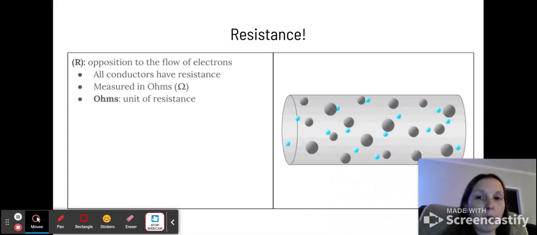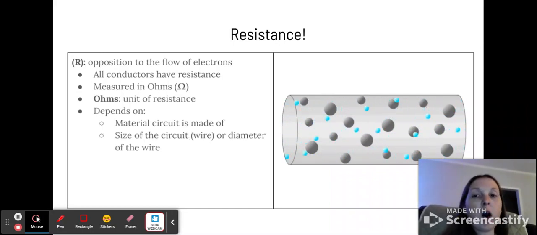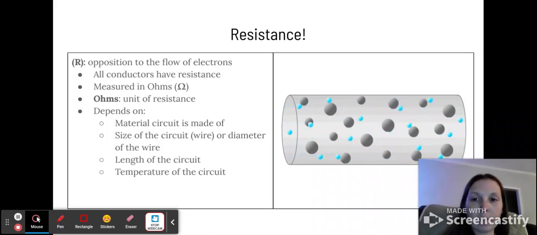You could write ohms, or you could write the little horseshoe-looking omega sign. Resistance depends on a couple of things. First, it depends on the material that the circuit is made out of, because that could raise or lower the resistance present. It also depends on the size of the circuit or the diameter of the wire. The longer the circuit is, the more resistance there will be as opposed to a short circuit, and the wider it is, the less resistance there will be.